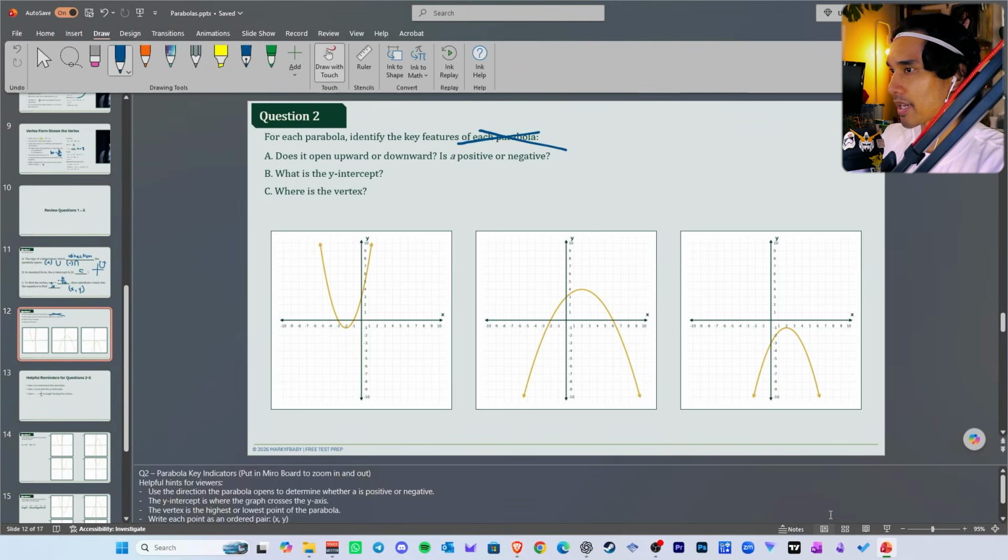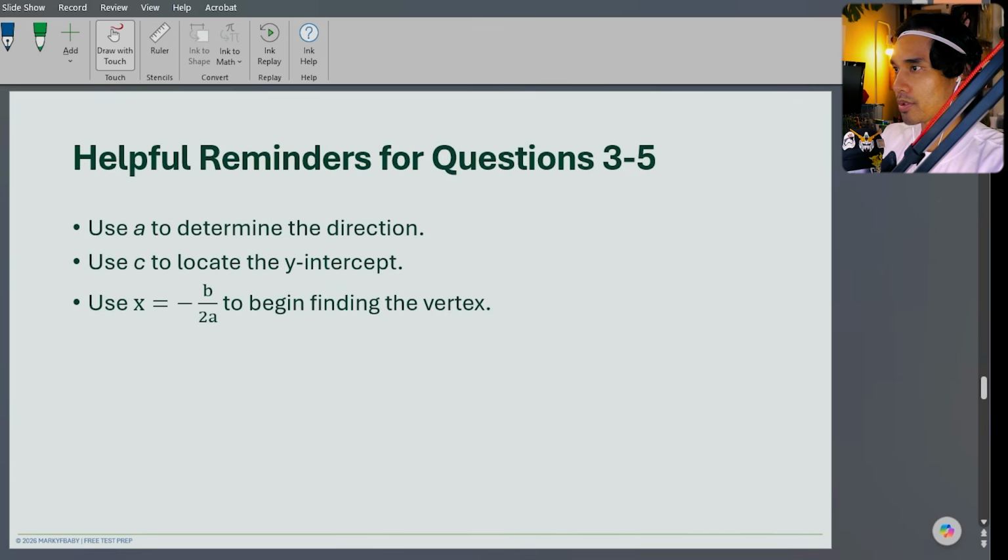So back to the presentation, let's go to questions 3 to 5 and use A to determine the direction, use C to locate the y-intercept, and use x is equal to negative b over 2a to begin finding the vertex. Okay, and why I said begin, because you must plug x back into the equation to get the ordered pair of the vertex.